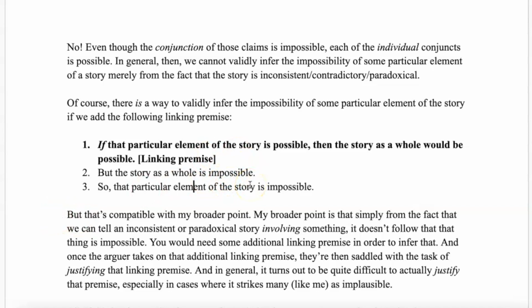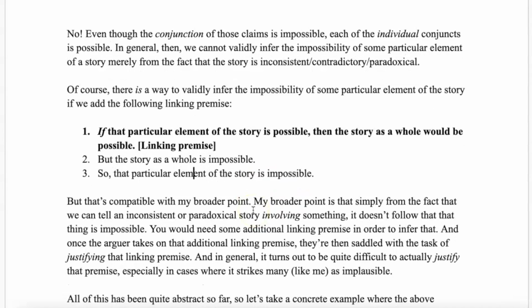My broader point is that simply from the fact that we can tell an inconsistent or paradoxical story involving something, it doesn't follow that that thing is impossible. You would need some additional linking premise in order to infer that. And once the arguer takes on that additional linking premise, they're then saddled with the task of justifying that linking premise. And in general, it actually turns out to be quite difficult to justify that premise, especially in cases when it strikes many like me as implausible.